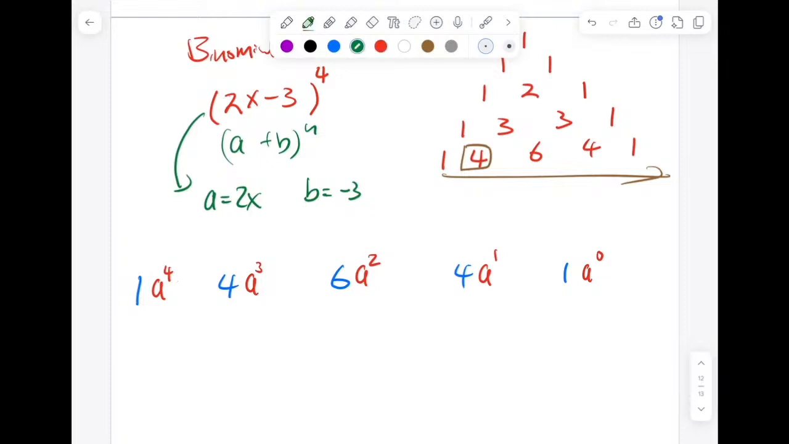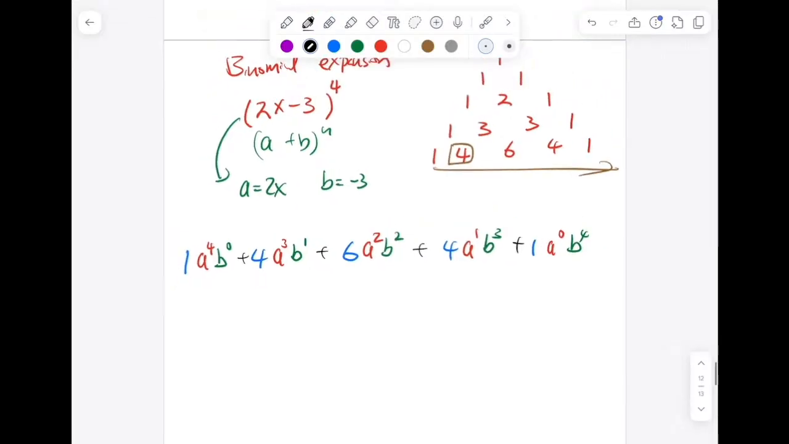And the second one is going to be b to the 0, b to the 1, b to the 2, b to the 3, and b to the 4. See, the b starts at 0 and goes to 4, and a starts from 4 and goes down to 0. Just write it like this, and all you gotta do is plug in. You're gonna put a positive sign on all of them. However, some are gonna be negative due to other reasons.